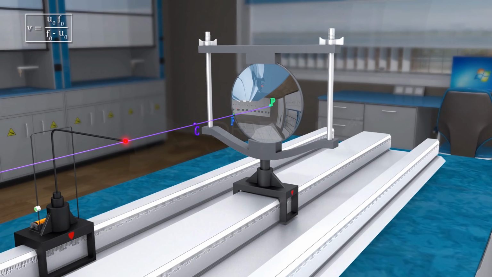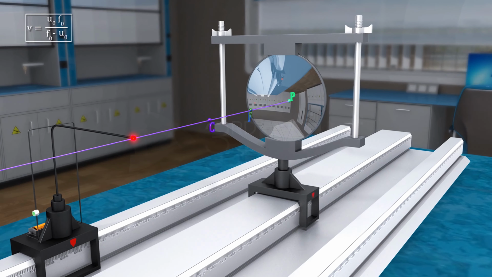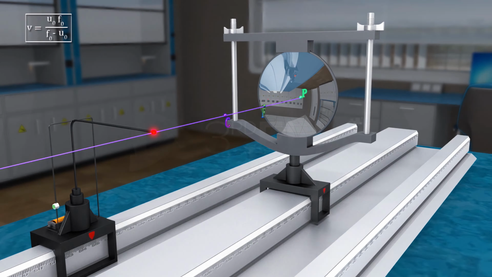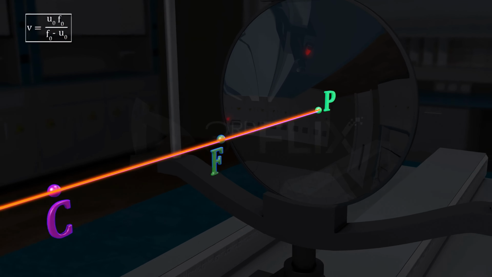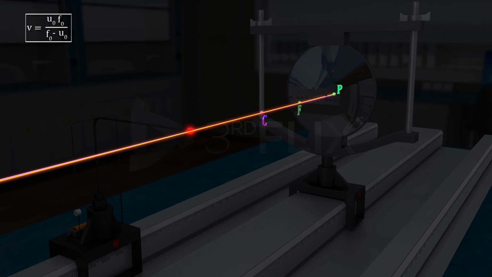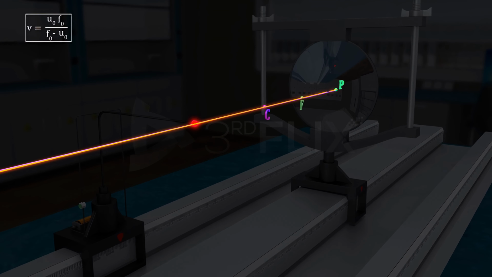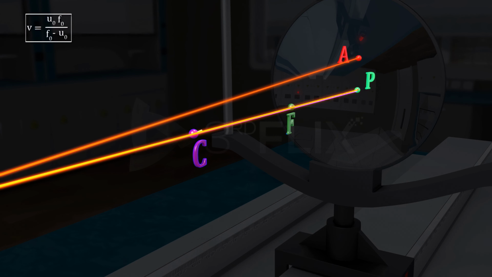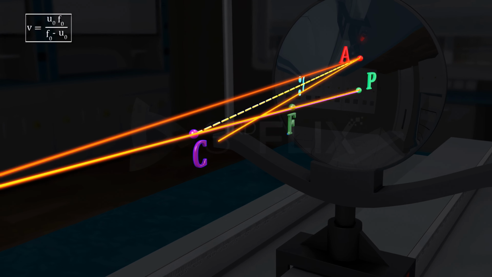Now, let us keep the object at a finite distance between minus infinity and the center of curvature of the mirror. One ray passes and gets reflected along the principal axis. Consider another ray which is incident on the mirror at point A. It gets reflected and meets the first ray at a point that lies between C and F.